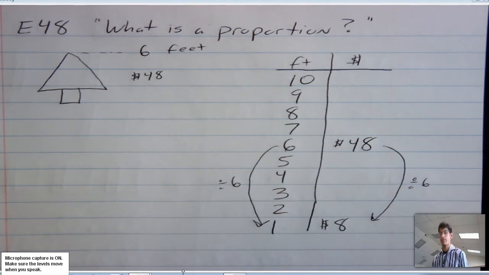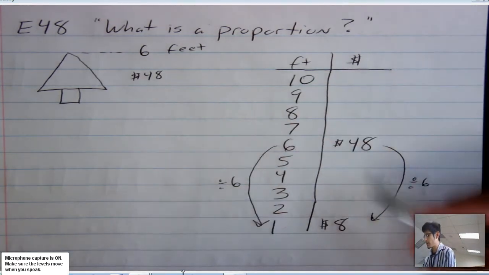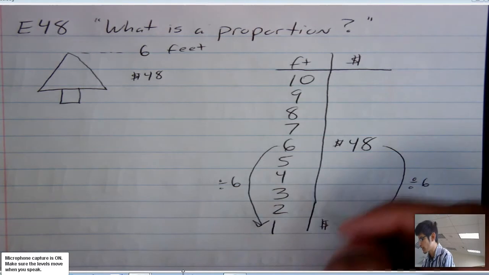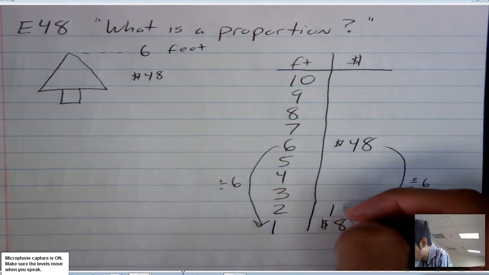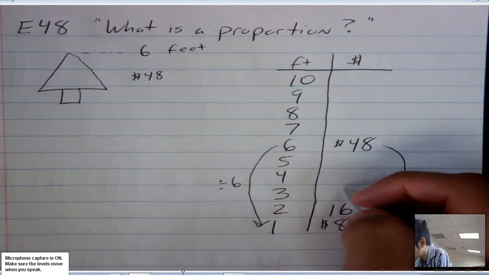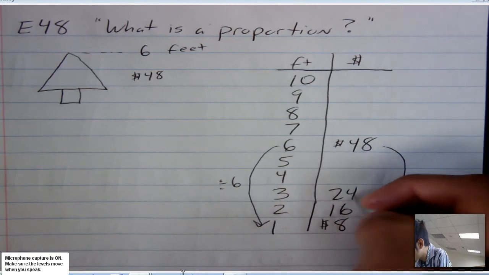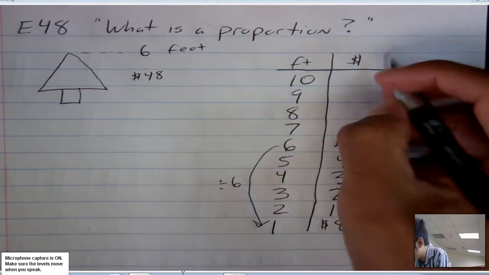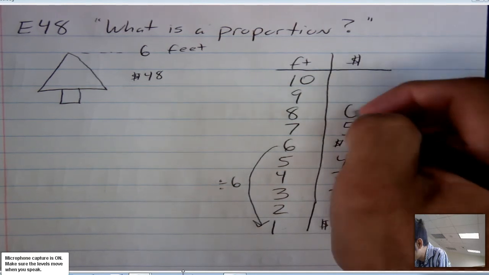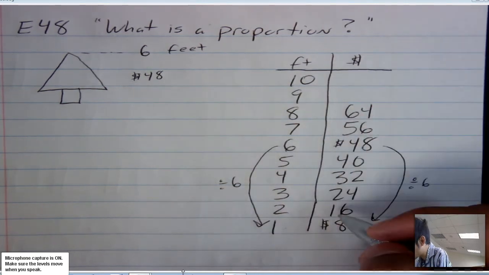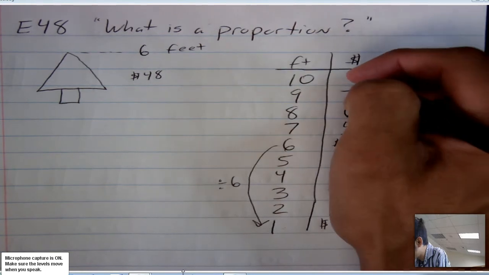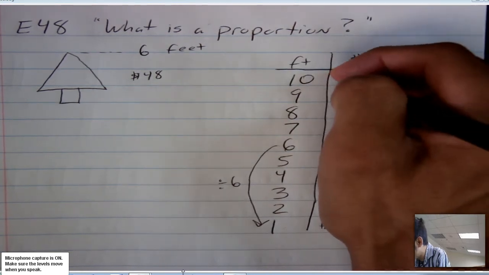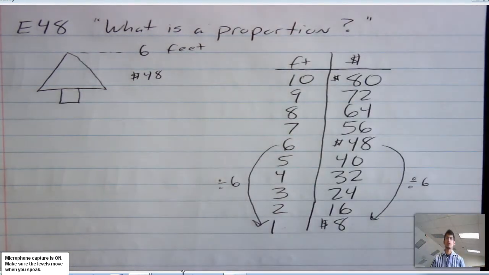And so once I know this information, I can make my table go all the way up. I'm going to skip count by $8. So 1 foot costs 8, 2 feet will cost 16, and then 24, 32, 40, 48, 56, 64, 8 times 9 is 72, and so a 10-foot tree, which would be very tall, would cost $80.